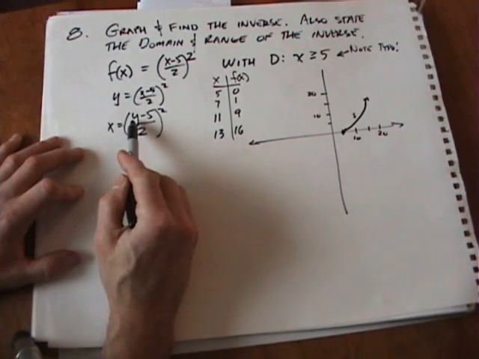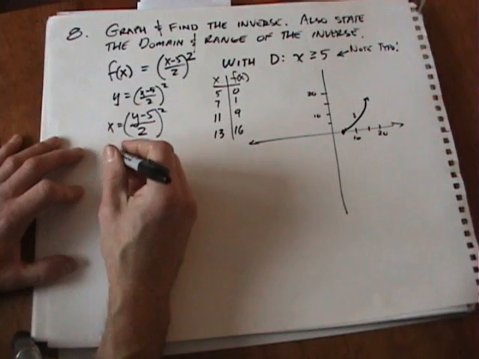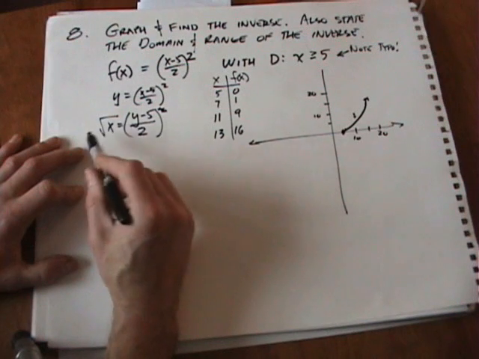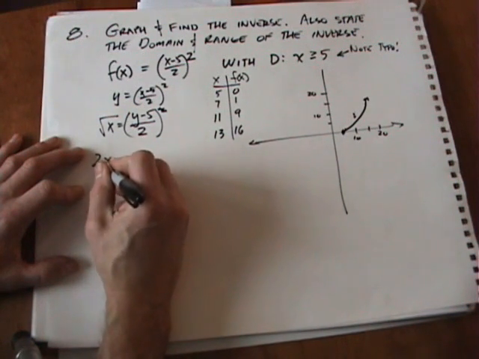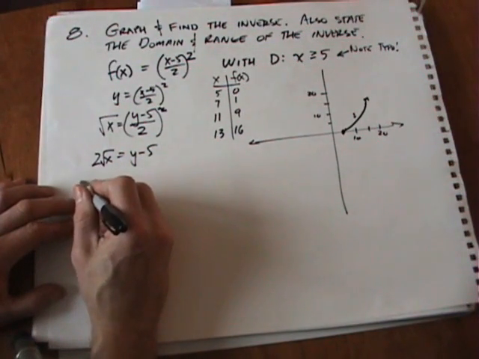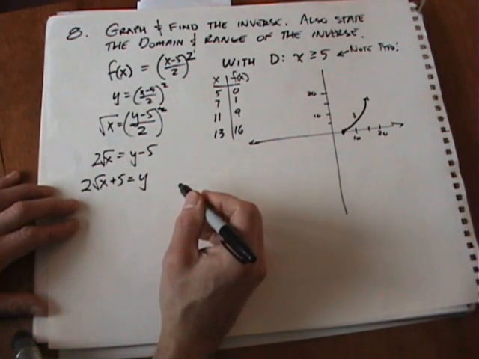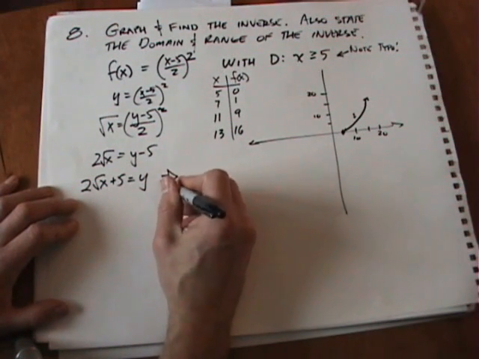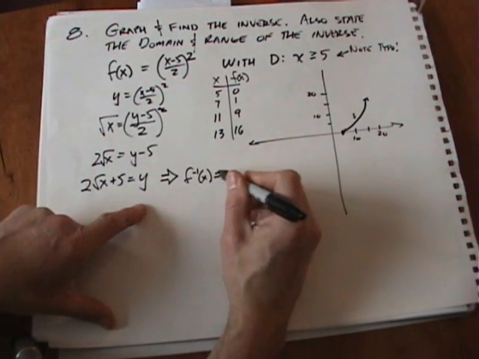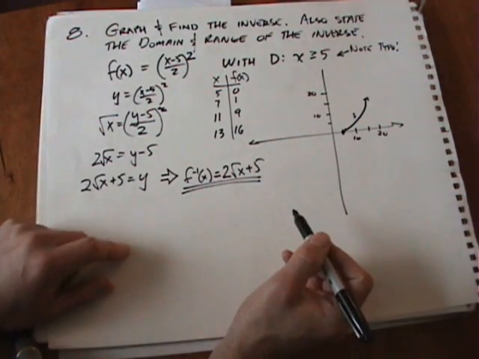And now we just undo the layers to get at the y. Alright? So the outermost layer is the square, and I undo that by square rooting. Alright? And then that's gone. And then I undo the divided by 2 by multiplying by 2. So then I get 2 radical x equals y minus 5, and then I just have to add 5 to both sides. So 2 radical x plus 5 equals y. Alright? So then this just will become, in the proper form, f to the minus 1 of x. That's the inverse of x, we say, and that's equal to 2 radical x plus 5. So it'd be great if you wrote the answer like that.